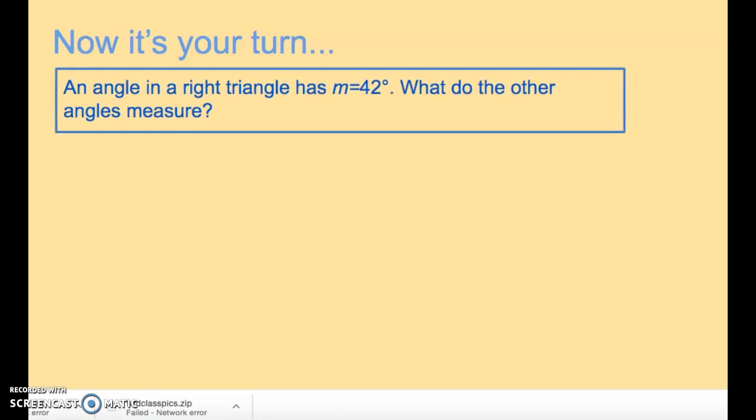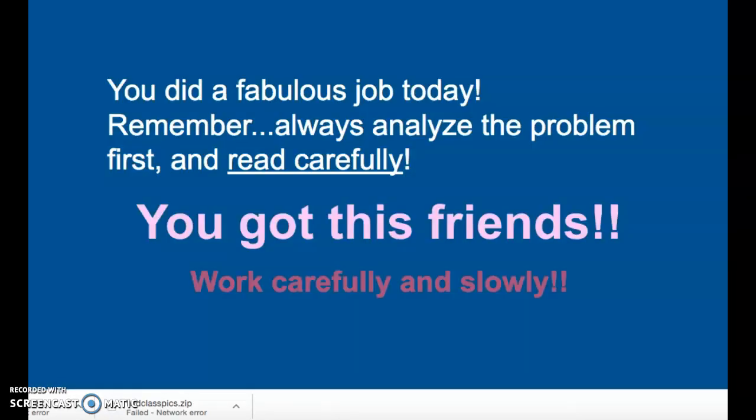Now it's your turn. An angle in a right triangle has a measure of 42 degrees. What do the other angles measure? Pause the video and think about this. Try to solve using the words that are right in front of you that we read. You did a fabulous job today. Remember, you always want to analyze a problem first. Read carefully. You got this, friends. Work carefully and slowly, and you will do great.